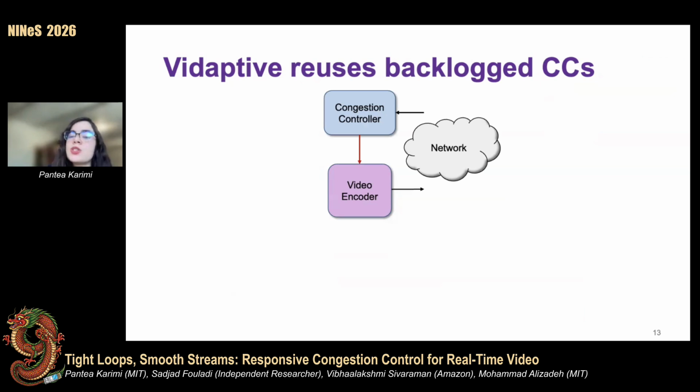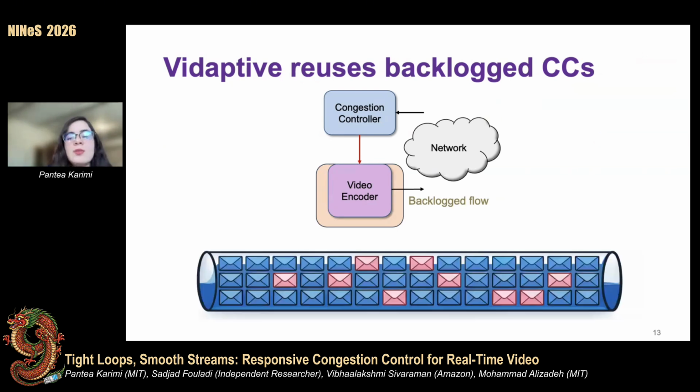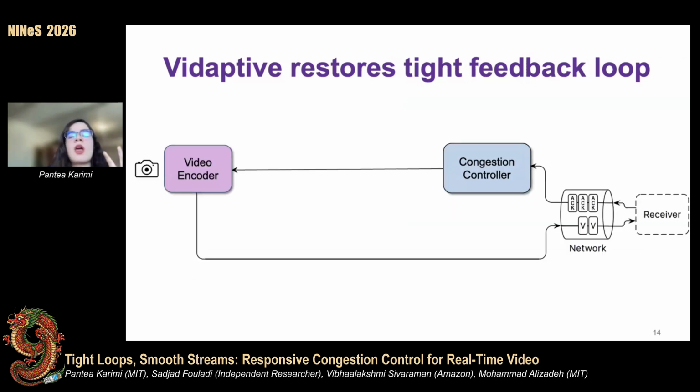Vidaptive keeps the congestion controller exactly as is, and it adds an abstraction layer to absorb the effects of the encoder. That would make the video look like a backlog flow to the congestion controller. So how do we do it? Vidaptive restores the tight feedback loop signal by decoupling the congestion controller from the video.